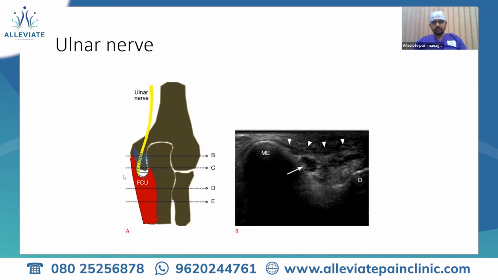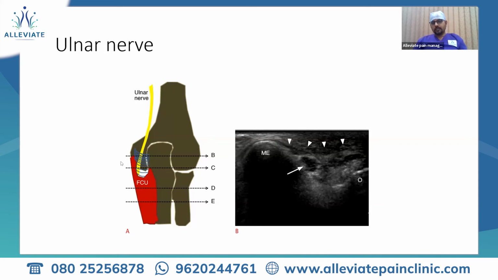Then between the two heads of the flexor carpi ulnaris, it moves anteriorly to the anterior aspect of the elbow, and then further it will be associated with the ulnar artery all the way up to the Guyon's canal. Okay, another canal which it encounters at the wrist is the Guyon's canal, and there it divides into the sensory branches, and it can get entrapped at this level or even at the Guyon canal level.